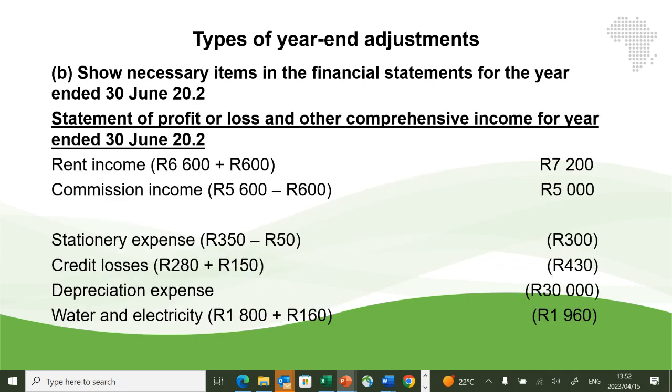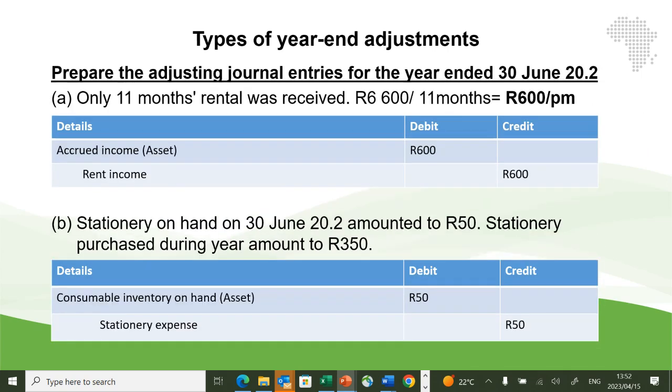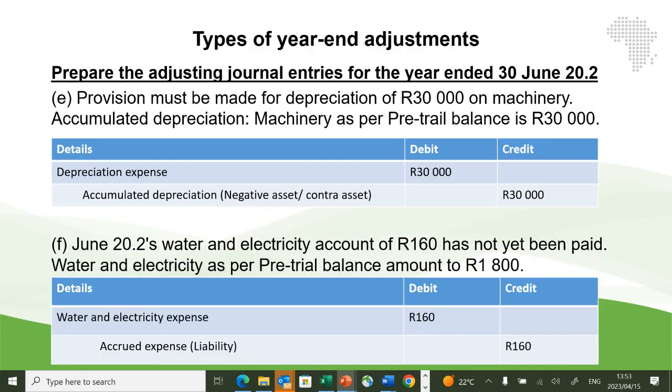Where did we get this 600 from? This 600 is coming from what? Accrued income. Remember, we said accrued income, it's going to be disclosed as part of your trade and other receivable. That's why we are adding that 600 so that the assets are increasing.